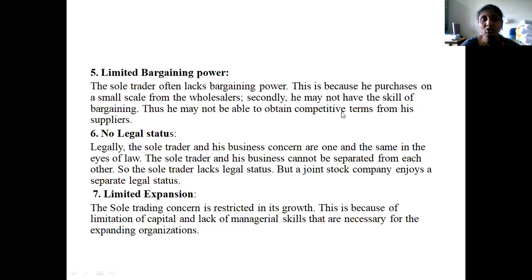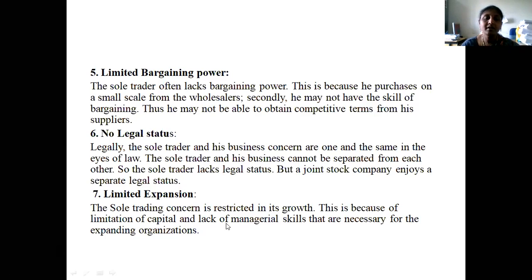సప్లయర్స్ నుంచి ఎలా తెచ్చుకోవాలి, బార్గెనింగ్ చేసుకుని అనేది కాంపిటేటివ్ టర్మ్స్ లో వాళ్ళకి నాలెడ్జ్ లేదనమాట. నో లీగల్ స్టేటస్. సో లీగల్లీ ద సోల్ ట్రేడర్ అండ్ హిస్ బిజినెస్ కన్సర్న్ ఆర్ వన్ and the same, and in the eyes of law the sole trader and his business cannot be separated from each other. సో ఇక్కడ బిజినెస్ అన్నా సోల్ ట్రేడర్ అన్నా వన్ అండ్ ద సేమ్, ఆ రెండు ఒకటే అని చెప్పాము. సో ద సోల్ ట్రేడర్ లాక్స్ లీగల్ స్టేటస్. మనకి లీగల్ గా ఏమీ కొన్ని అవసరం ఉండవని చెప్పాం కదా, జస్ట్ లోకల్ అథారిటీ నుంచి ఒక చిన్న పర్మిషన్ ఉంటే చాలు. సో లీగల్ స్టేటస్ అనేది ఏమీ ఉండదు ఈ బిజినెస్ కి అని మనం ముందే అనుకున్నాము. సపోజ్ ఇఫ్ ఇట్ ఈస్ ఎ జాయింట్ స్టాక్ కంపెనీ మీన్స్ దే ఆర్ గోయింగ్ టు ఎంజాయ్ ద సెపరేట్ లీగల్ స్టేటస్. అంటే వాళ్ళ బిజినెస్ కంటూ ఒక సెపరేట్ లీగల్ స్టేటస్ అనేది సొసైటీలో ఉంటుంది. బట్ ఇలాంటి టైప్ ఆఫ్ ఇండివిజువల్ బిజినెసెస్ కి దే ఆర్ నాట్ మెయింటైనింగ్ ఎనీ సెపరేట్ లీగల్ స్టేటస్.